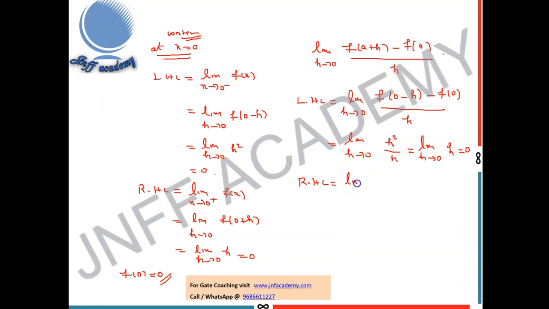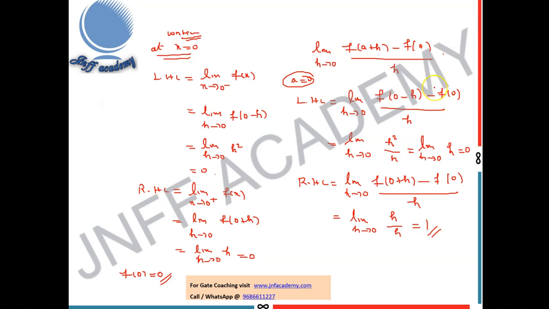Okay. So what is the right hand limit? For this you have to put 0 plus h. At x equal to 0 only, your a is equal to 0. So f of h minus f of 0, divided by h. This is the x greater than 0 function, so the function is h only. Limit h tends to 0 of h by h is 1. Here the left hand limit is not equal to the right hand limit. The derivative does not exist at x equal to 0.